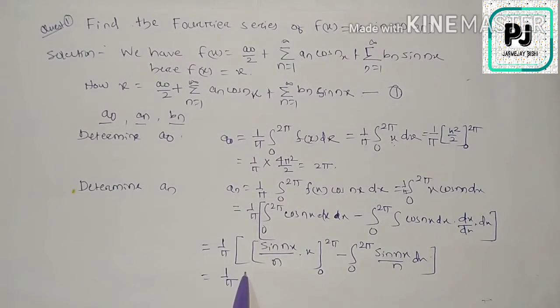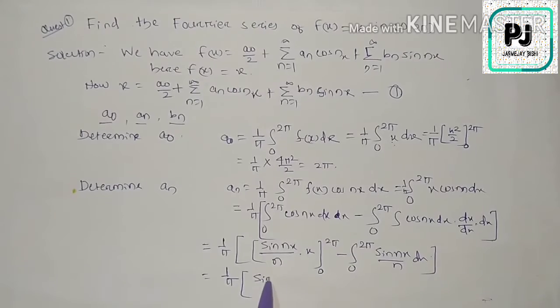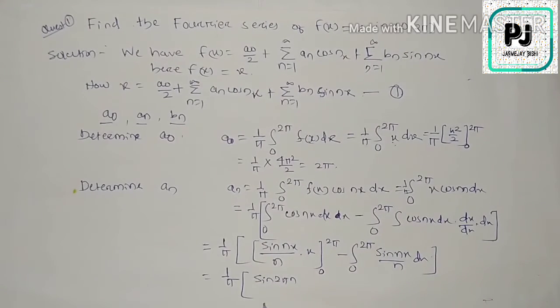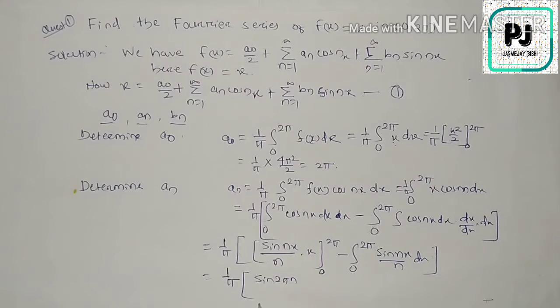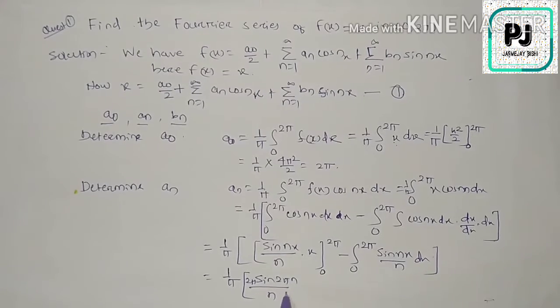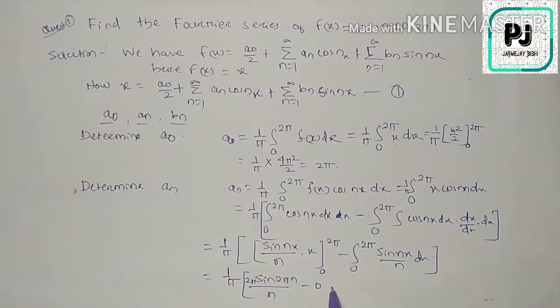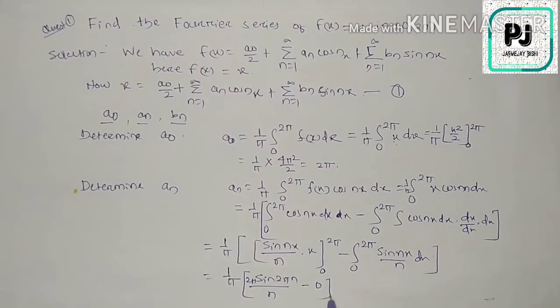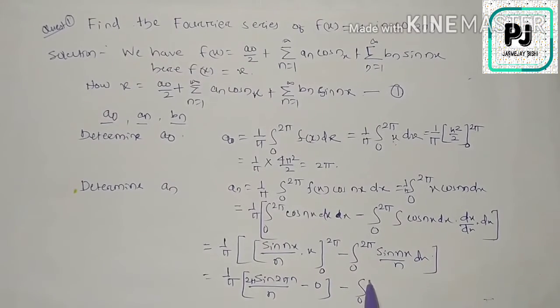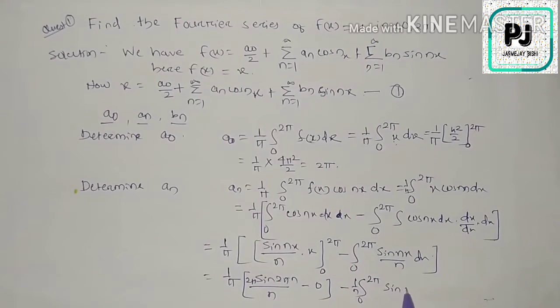So close the bracket. Now 1 by pi is equal to bracket, there we have to put the value of 2 pi in case of your x, 2 pi sin 2 pi n divided by n. For the other x we can write the value of 2 pi. Now it will be integration of 1 by n, that value for 0 will be 0. Now 0 to 2 pi sin nx by n, 1 by n we have taken common.